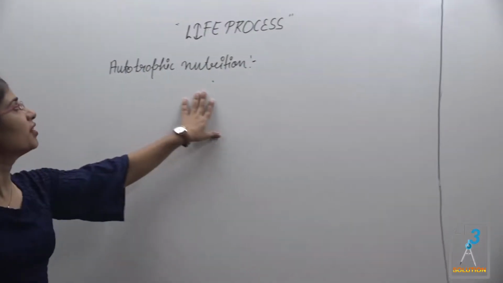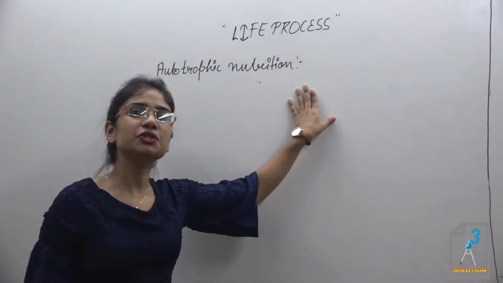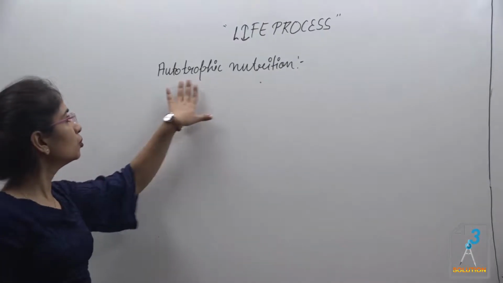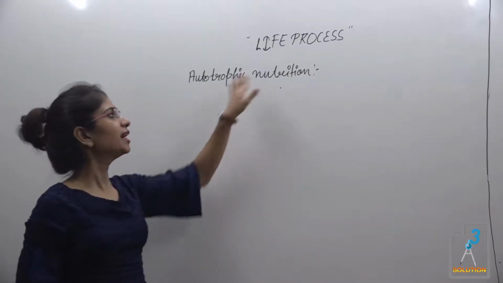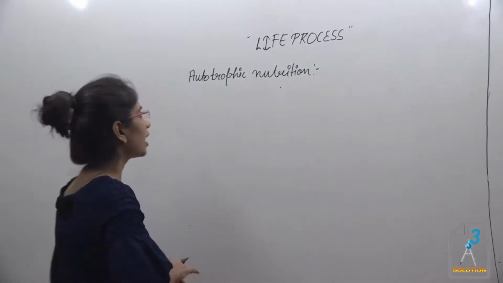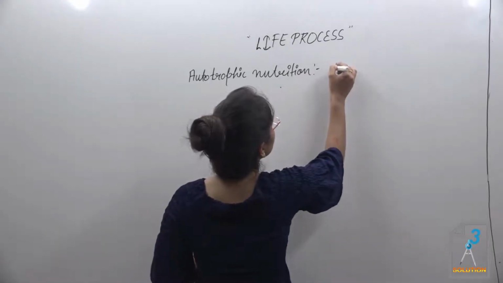So the next topic we have is autotrophic nutrition. We have known that auto means self and trophic means nutrition. So let's concentrate on the definition of how it is defined.